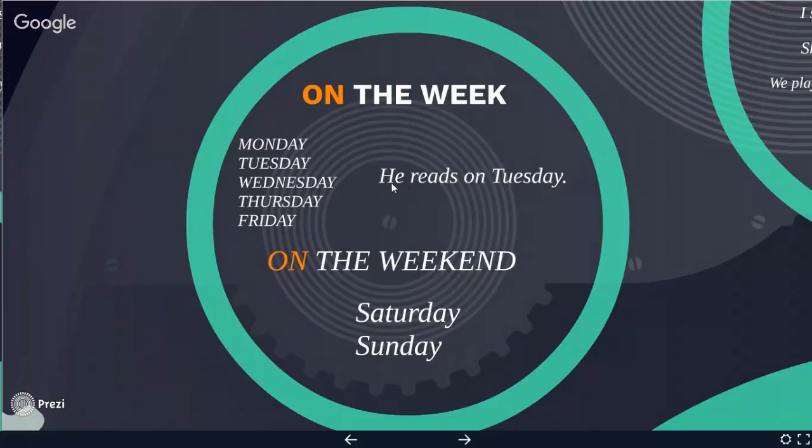For example, he reads, because remember when it's affirmative, when it's he, she, it, you have to follow some rules. In this case, I add the letter S. He reads on Tuesday, because on you use it with days. Tuesday is a day. He reads on Tuesday. I play soccer on Monday. My mother cooks on Tuesday. My cousin works on Wednesday.